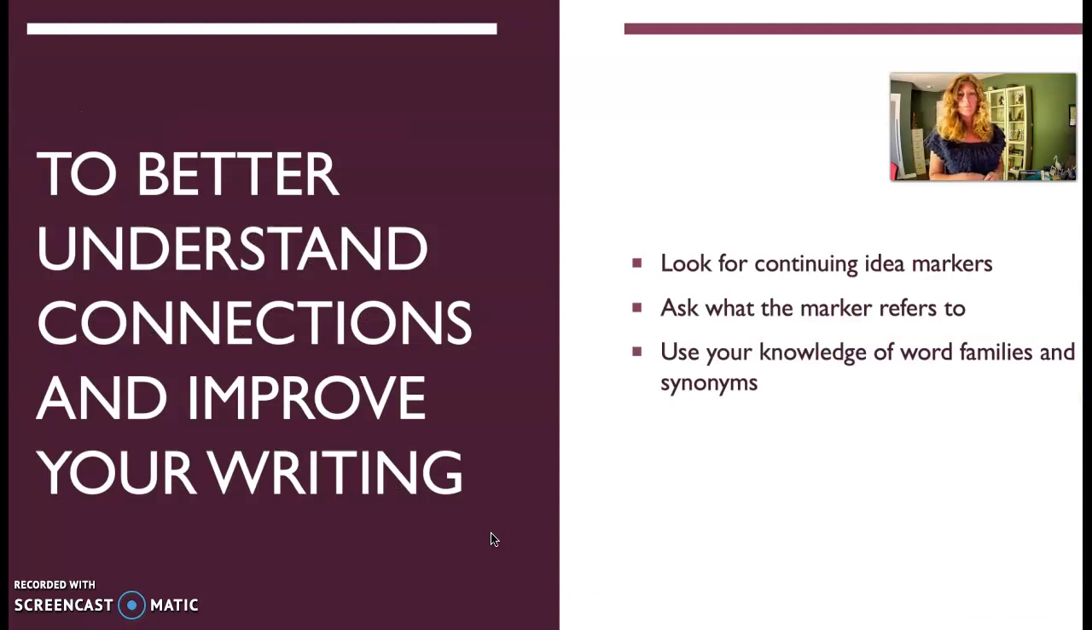So, to repeat, we use continuing ideas to better understand connections between sentences and ideas, and we can also use it to improve our writing. So when you are reading, look for continuing idea markers. Ask yourself, what did these markers refer to? What idea are they referring to in the sentence beforehand? And use your knowledge of synonyms and word families. That will come in handy when you're looking for these.